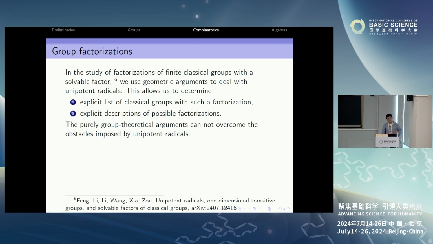So we can use group theory to work for geometry, and we can also use geometry for groups to solve problems where purely group theoretical arguments cannot work. So yeah, I'm happy with such a type of results.